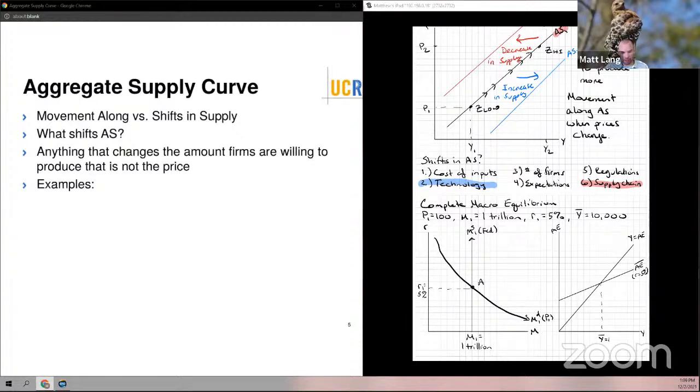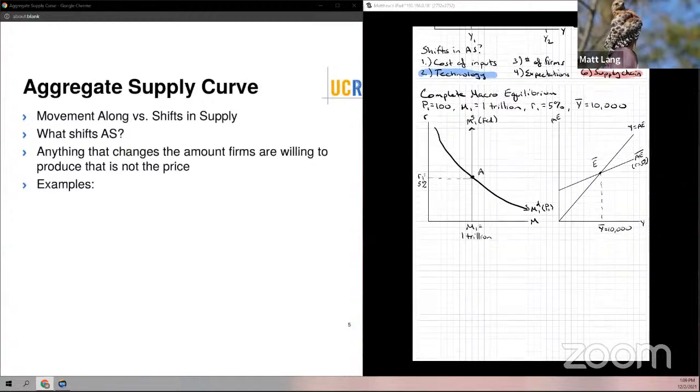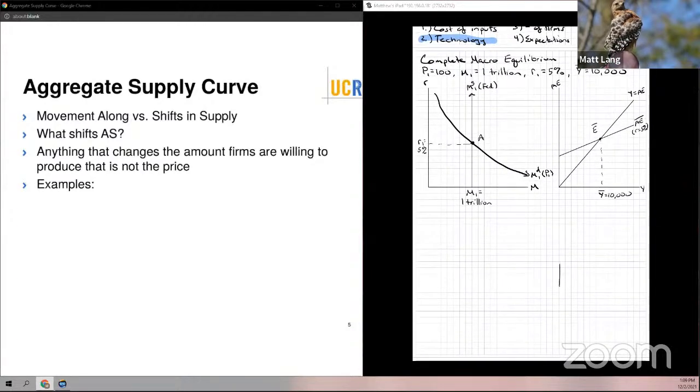Right, so we've felt somewhat comfortable about these two markets for a couple weeks now, right? But what we've done is we've said, look, we can just project this down onto a single graph, where we have AS and AD, right? So we've got Y and we've got P. And so here, we've got Y bar equal to 10,000, and we've got P1 equal to 100. We know that we're at this point here. AD has to run through here, right?